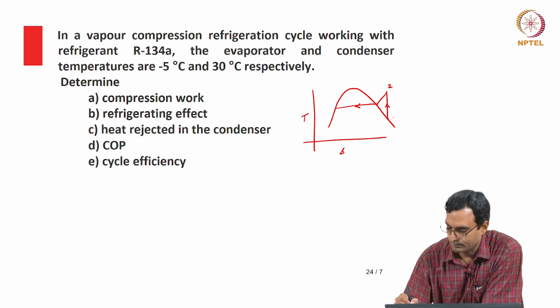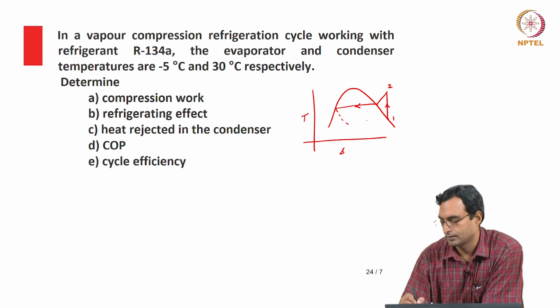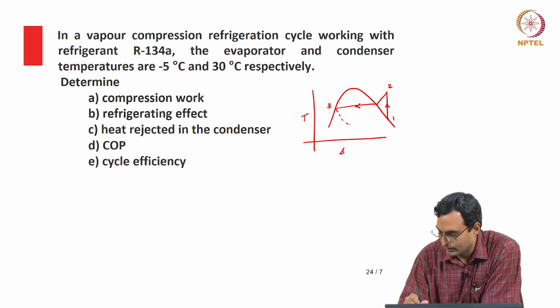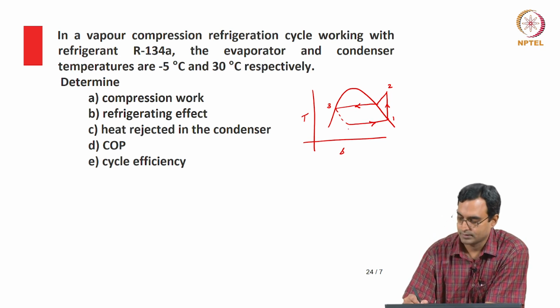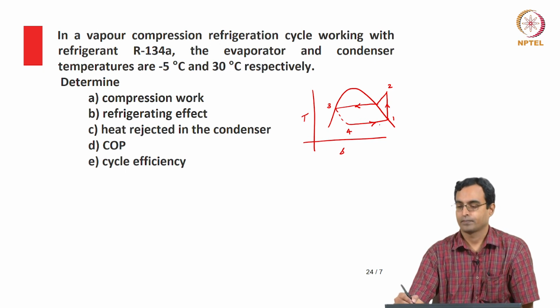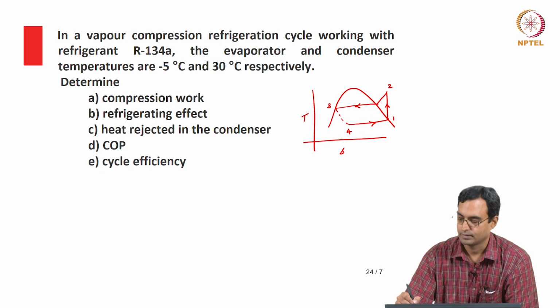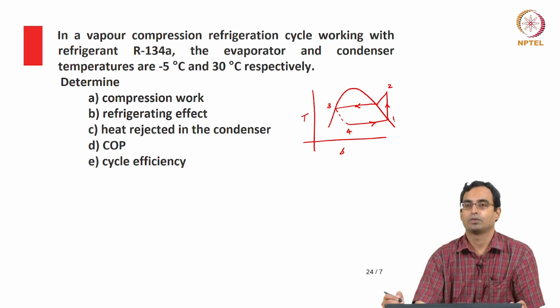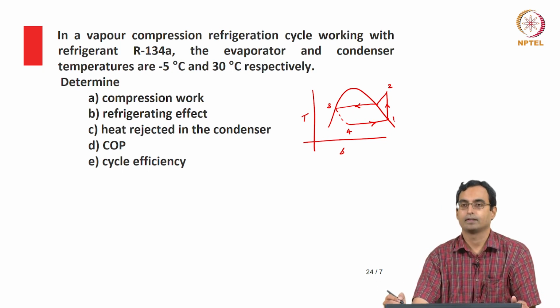We can call this state 2. We would have an isenthalpic, highly irreversible expansion in a capillary tube, and then we have constant temperature and constant pressure heat addition in the evaporator. So, this is our compressor, this is the heat exchanger or the condenser, 3 to 4 is a capillary tube or an expansion valve, and 4 to 1 is the evaporator, which is cooling the stuff which we want to have.